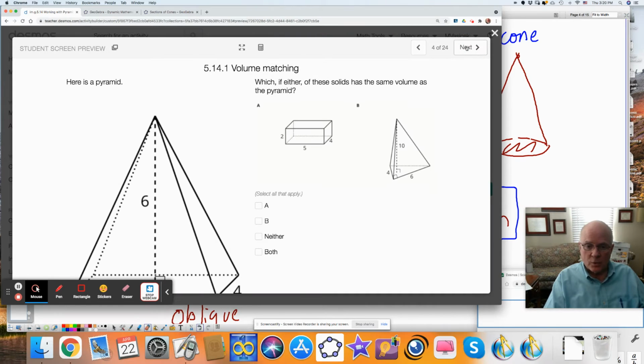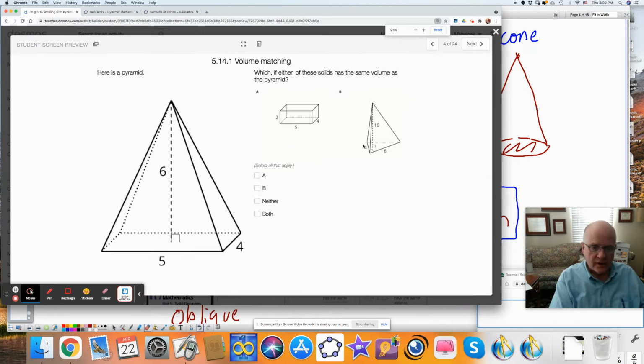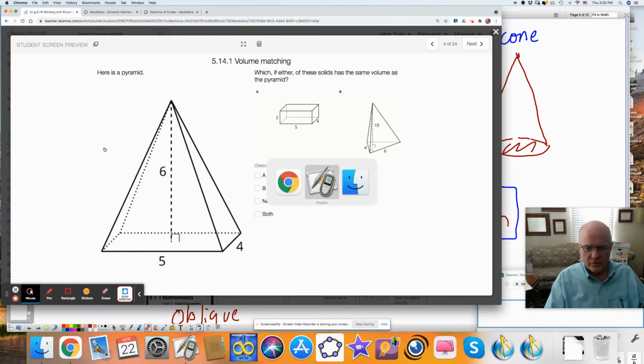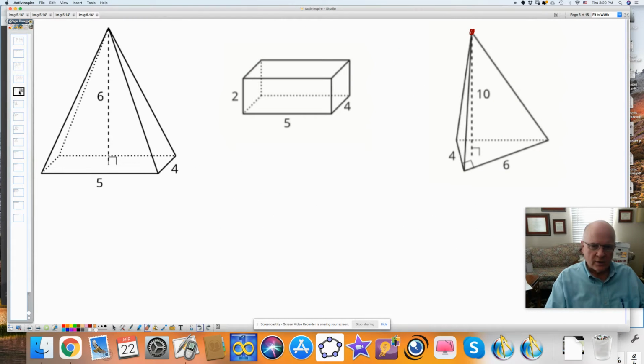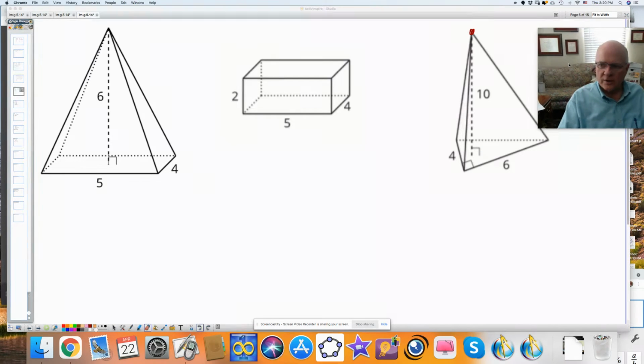For the warm-up question, I had this. I have 3 figures. I have a starting figure, and I have the other 2. And you have to tell me, is A the same volume as this one? Is B the same volume? Are they both the same volume, or is neither of them the same volume? And I got a variety of answers. Let me show you how I would go about calculating this. And this is what I would expect you to do if you were doing this calculation.